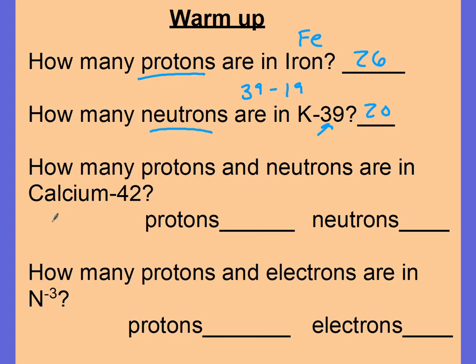On this next one, calcium's atomic number is 20, so that's number of protons. And to get neutrons, we're going to do mass minus atomic number, so 22 neutrons.